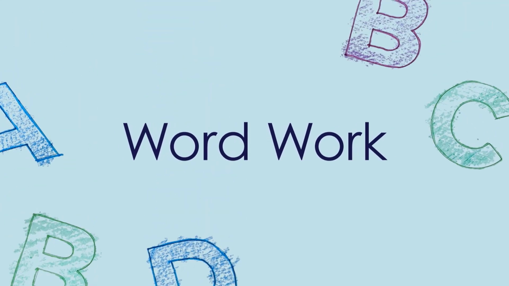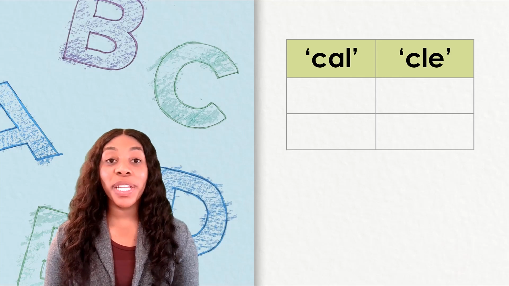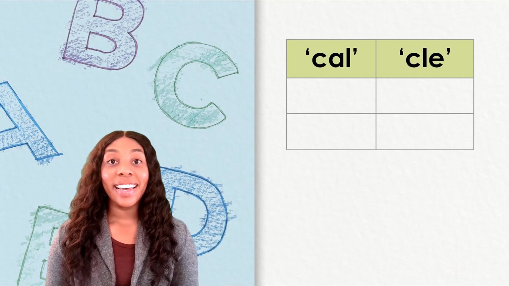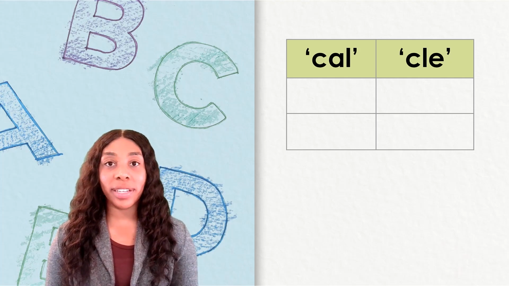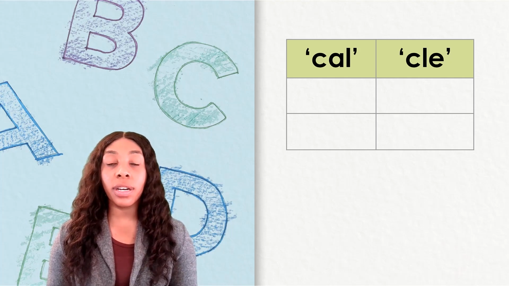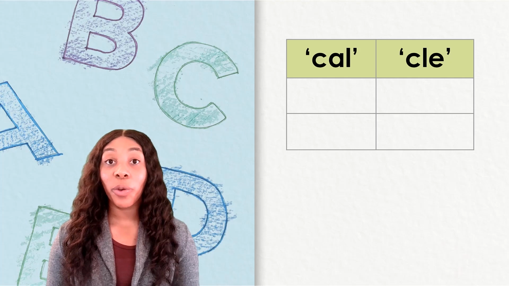Word work. We have been learning about words with the k sound at the end. And today, you will practice reading and spelling those words. Let's read words and sort them by how the k sound is spelled. Ready?